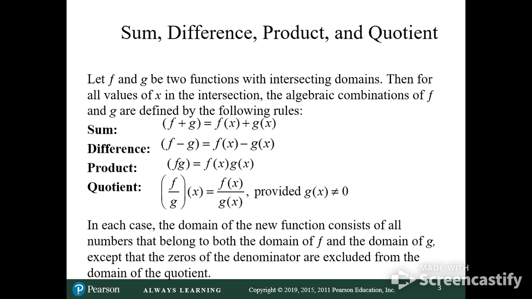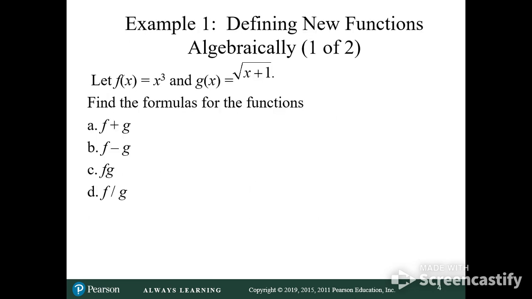All right. So if we have two functions, we can find the sum of the functions. (f plus g)(x) comes from f(x) plus g(x). Difference, (f minus g)(x). Product, we multiply them. Quotient, we divide them, provided that the denominator is not equal to 0. Okay? That's the biggest thing. You got to make sure that the denominator doesn't equal 0.